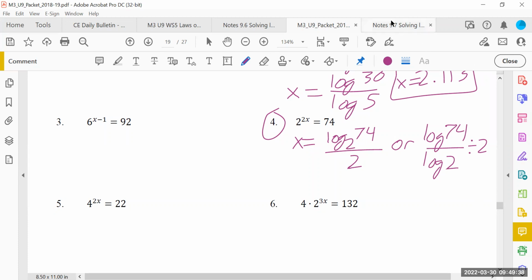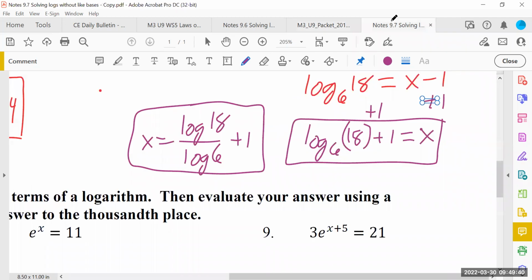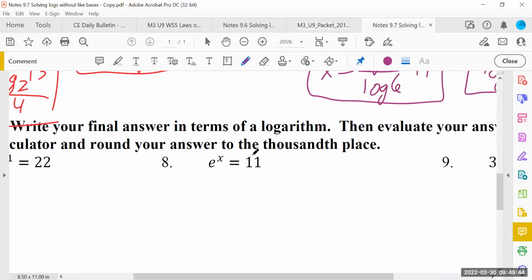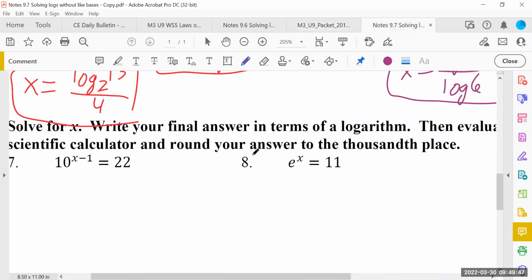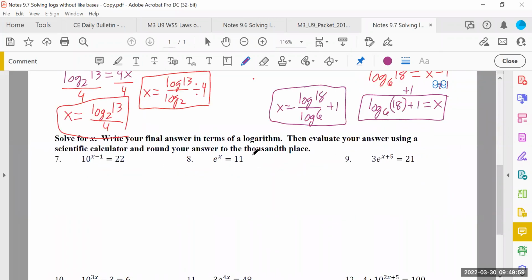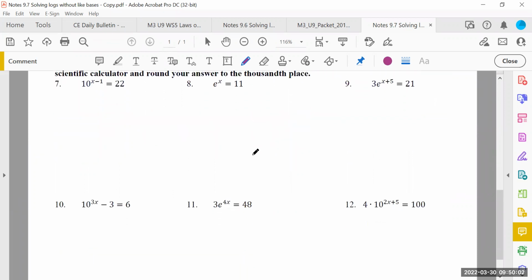All right, back to the notes. These are our last few. It says, write your final answer in terms of a logarithm, then put it in a scientific calculator. Remember, the only way to put it in a scientific calculator is if it's log base 10 or log base e. So looking at these, do you all notice that 7, 8, 9, 10, 11, 12 are all base 10 or base e? So you can just put them straight in a calculator. You don't even need the change of base formula.